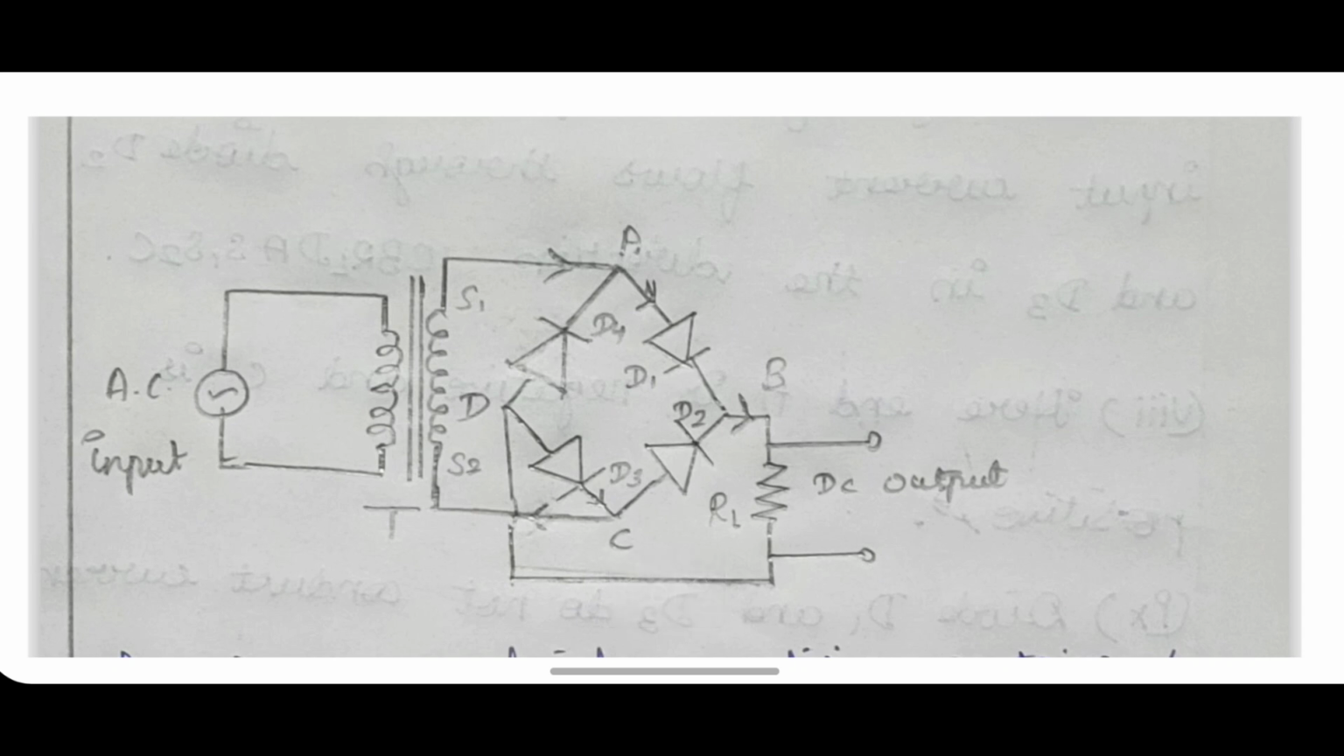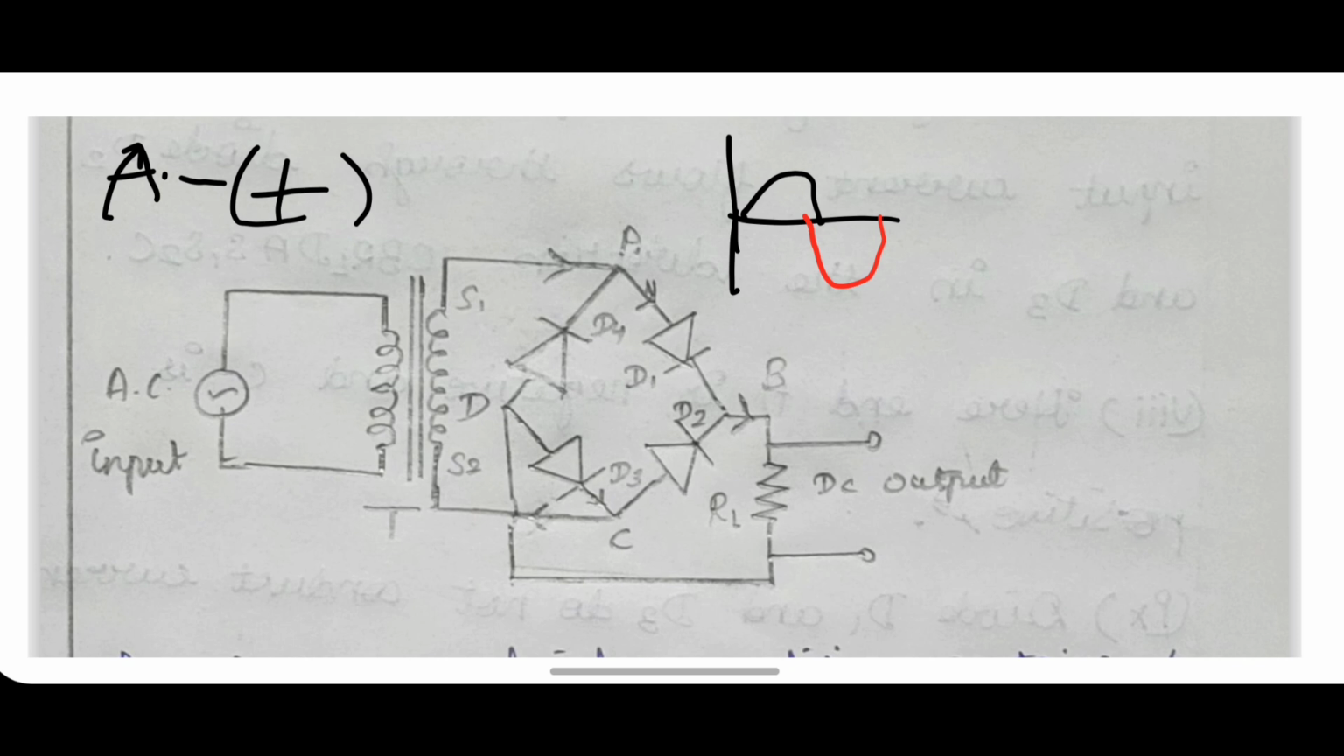What they are explaining is, let us consider since it is an AC input, there will be both a positive half cycle and a negative half cycle. I am denoting the positive half cycle in black color and the negative half cycle in red color. So end A will be positive. When end A is positive, the diodes D1 and D3 are forward biased. So the current will flow.